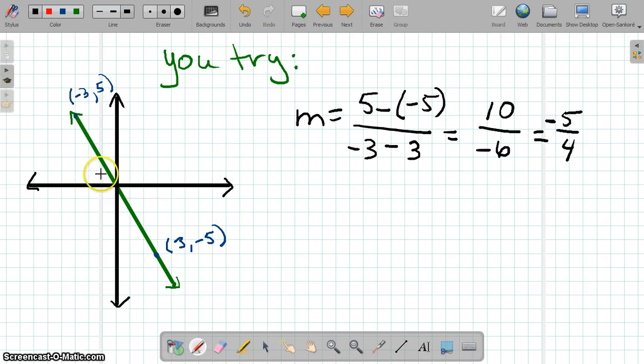You also could have counted it. If you were over here, you could have gone 1, 2, 3, 4, 5. That's rise, going up 5. 1, 2, 3. The run is negative in the negative direction, and this is a downward slope, so the slope is negative. So your equation, though, should look like this. And that's the equation. Hopefully you got that right.